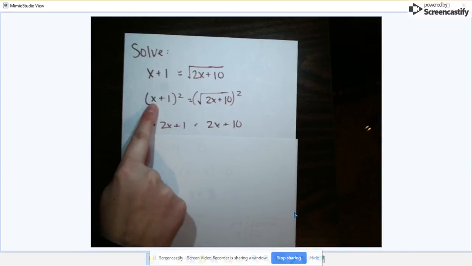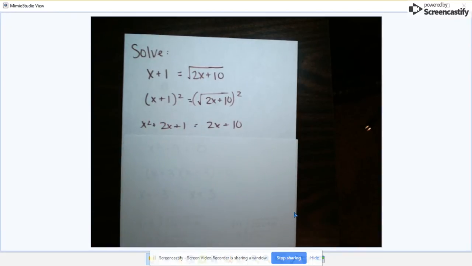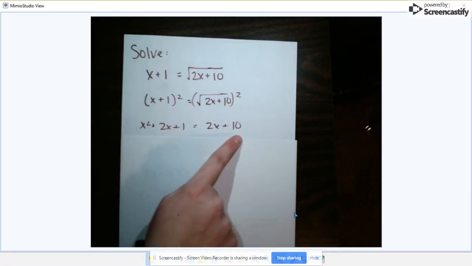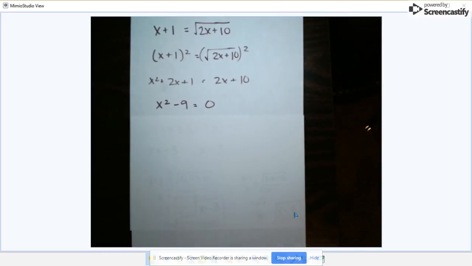But when you FOIL this, x plus 1 times x plus 1 gives us x squared plus 2x plus 1 equal to 2x plus 10. So now I moved my 2x to the other side, which cancels it off, and then subtract my 10. So I get x squared minus 9 equals 0. You can either use quadratic formula, or you can add 9 and take the square root. I chose to factor. So we get x equals -3 and x equals +3.